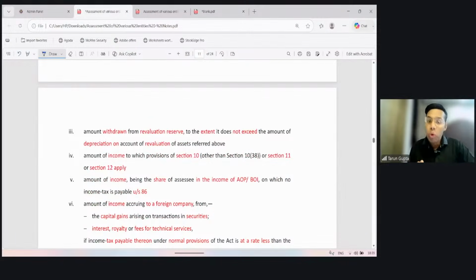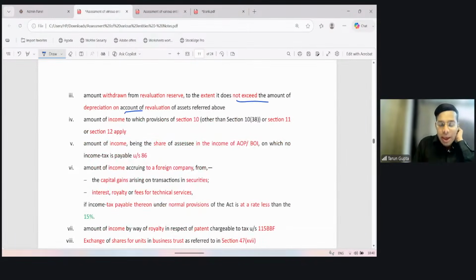Amount withdrawn from revaluation reserve to the extent it does not exceed the amount of depreciation on account of revaluation. Okay. Now the income which are not liable to MAT. Earlier we saw the expenditure in respect of these income. Now the act says these income are to be reduced because they are not liable to MAT. What are these income? Income referred to in section 10, 11, or 12.